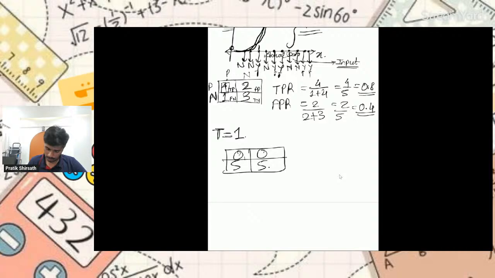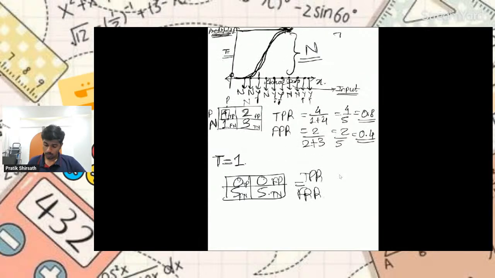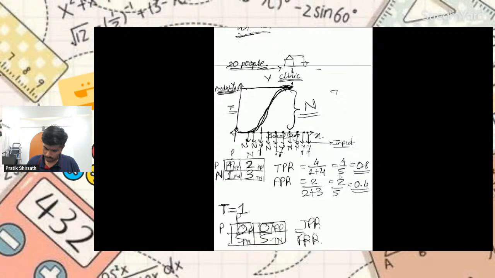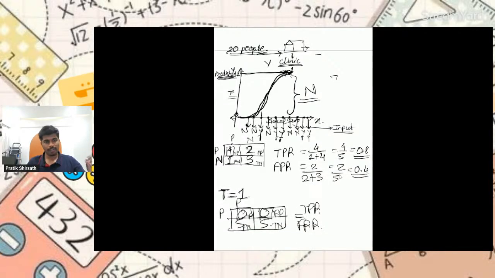Now what is this? TP. This is TN, this is FP, and this is FN. Okay, and for this I will get some values. TPR is equal to and FPR is equal to. See, I just want to tell you the reason why here 0 and 0 I have written. Now why 0 and 0 I have written? This is nothing but positive and positive. Positive and positive is nothing but they were actual positive and predicted positive.